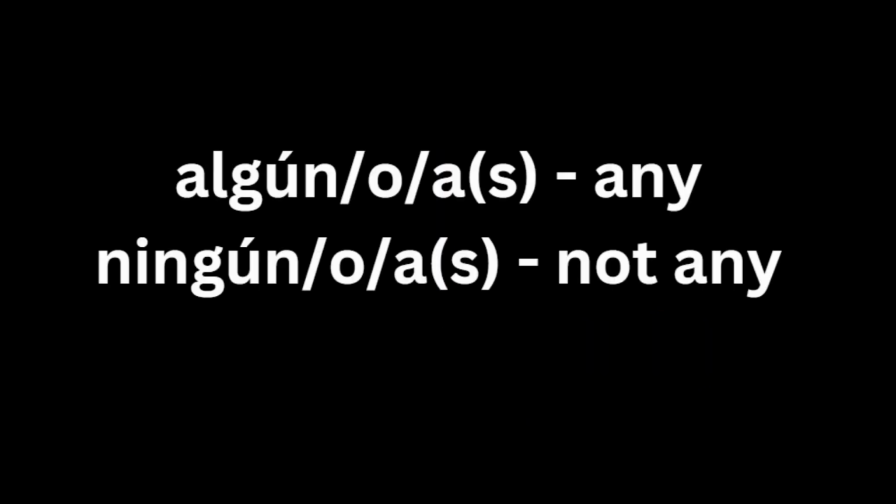Finally, there are the words algún and ningún, which mean any or not any, and they're the most complicated negatives in Spanish, mainly because they're the only ones that have gender and plurality. However, using them in context is not that complicated, especially when you know what the context is. Asking something like, ¿Tienes algún libro aquí? Means, do you have any book here?